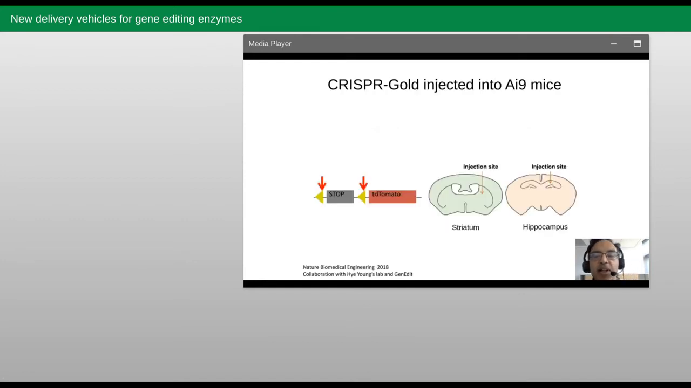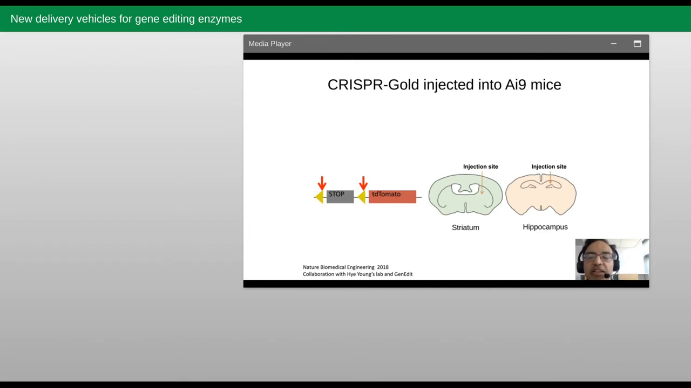So to determine if non-viral gene editing in the brain was possible, we made CRISPR Gold and sent it to Hae-Young's lab, and she investigated if CRISPR Gold could do gene editing in the brain. And for this project, the CRISPR Gold is designed just to knock out genes, not to do HDR.